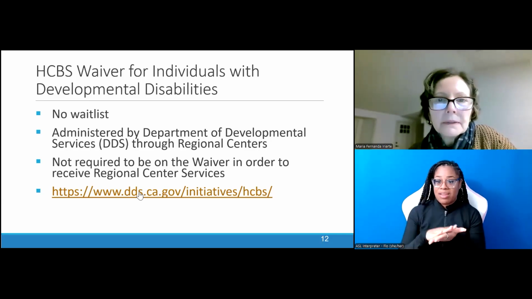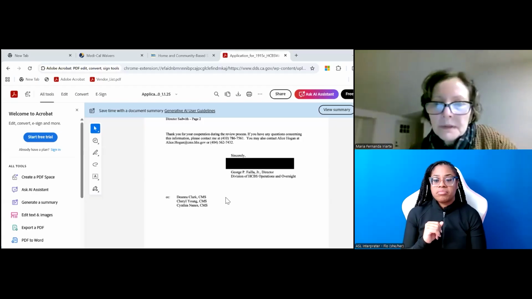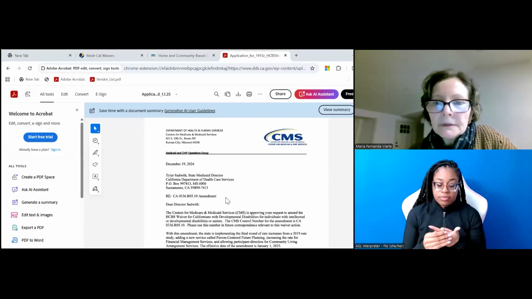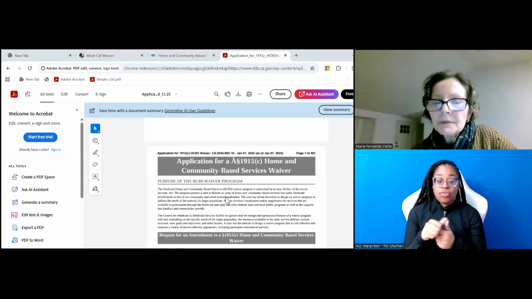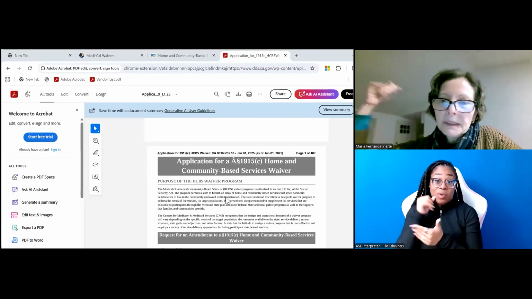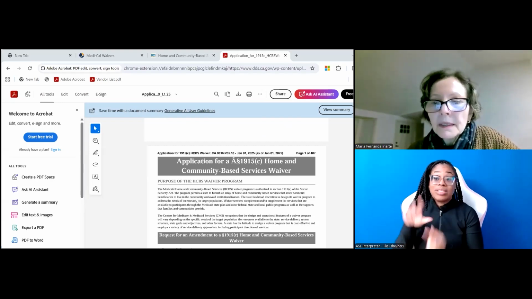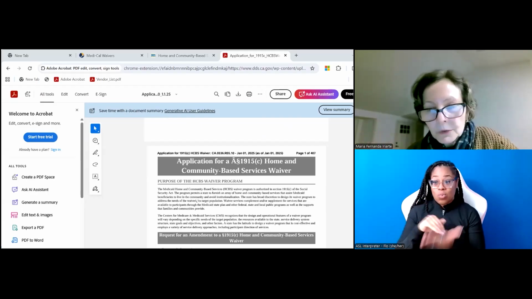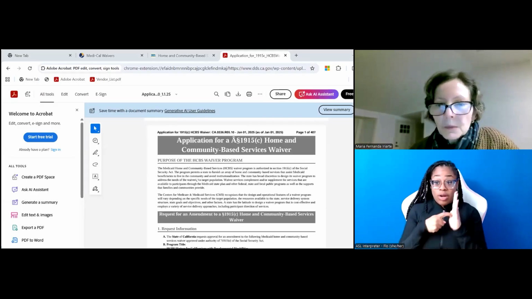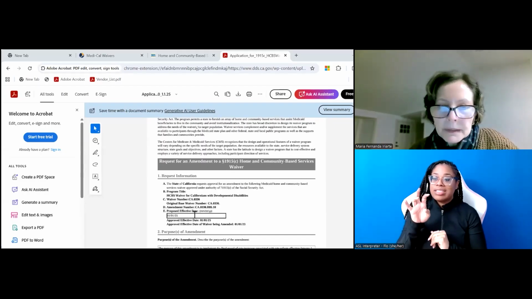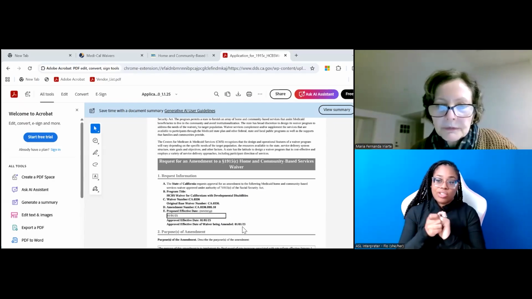Oh, you can't see it. Okay, let me know if you can see it now. So this is the letter followed by the actual waiver document. Remember, this is the waiver document that the state of California sent to CMS to waive certain federal requirements. It's 407 pages. And it talks about the effective date of the amendments, which is January 1st of 2025.